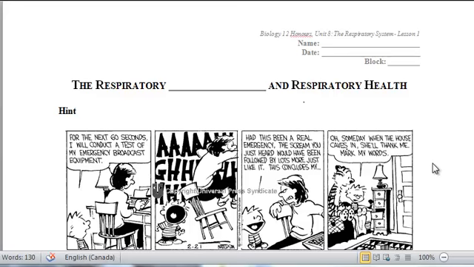Welcome to Unit 8, Lesson 1. Today we're going to be talking about the respiratory system.